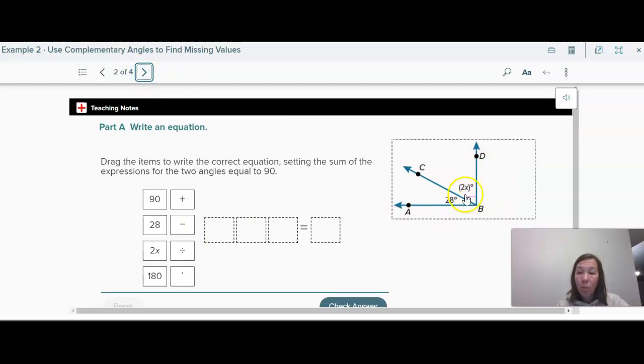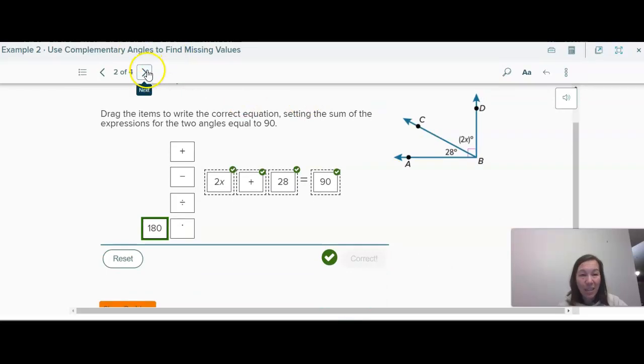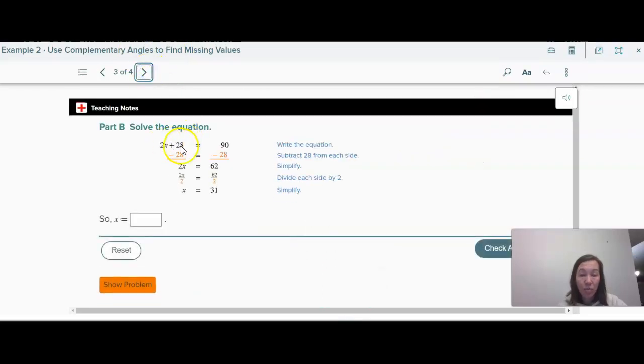So now, if I want to find x, what do these two together have to equal? If I add 2x and 28, and they're right next to each other, they're adjacent angles that form a right angle, then 2x plus 28 has to add up to 90 degrees. To solve for x, once you've gotten this part, you just solve the equation. We've done two-step equations lots of times now. Subtract 28 from both sides, divide both sides by 2, and we get that x equals 31.